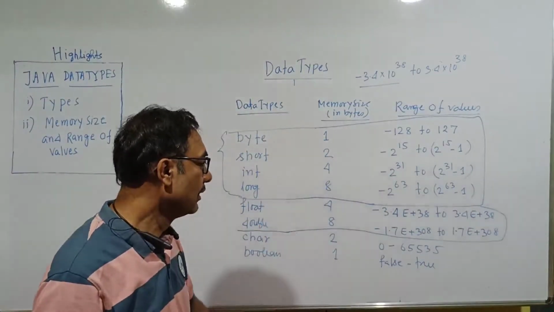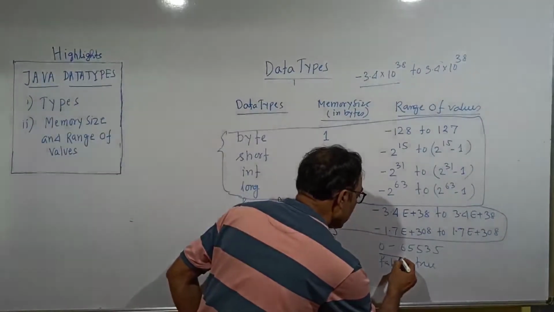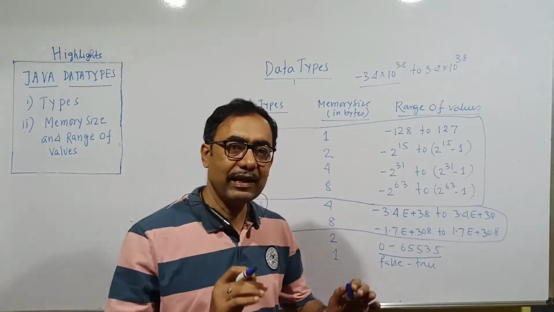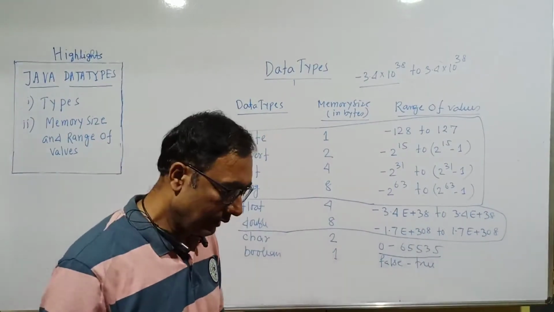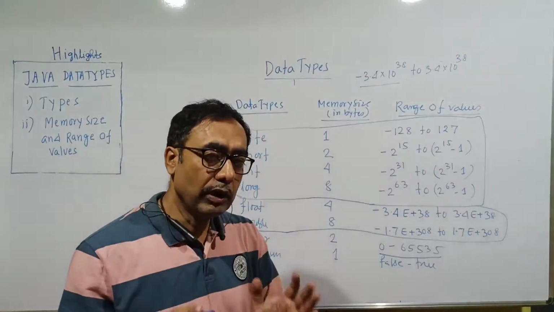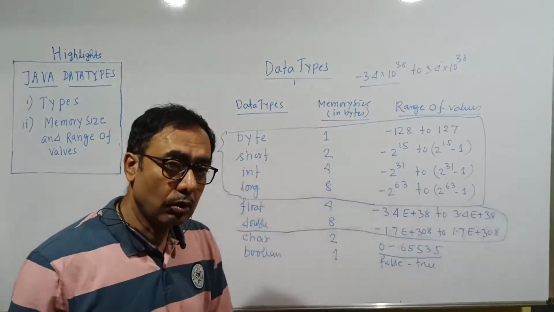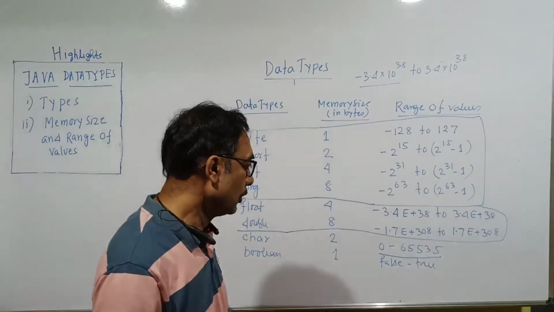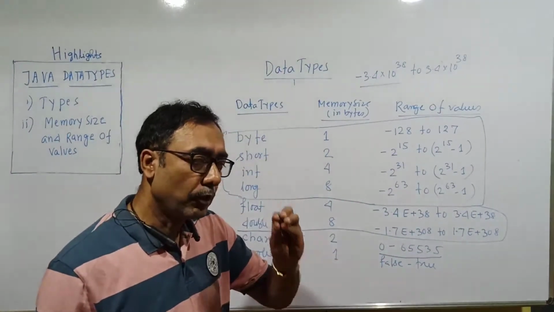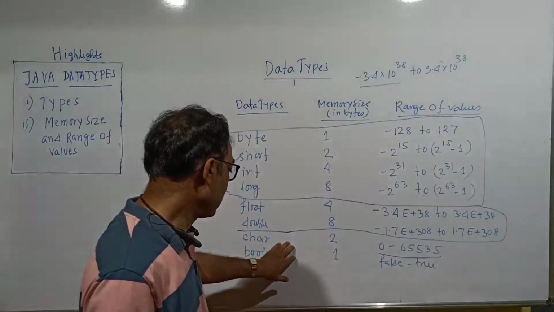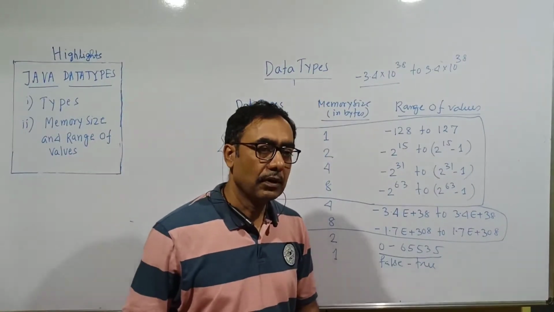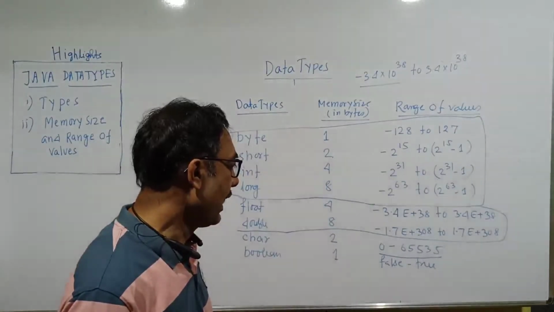In case of char, this is 0 to 65535. You may wonder that for char why there is a range of integer value. You see, it is something like the ASCII code or Unicode of the characters which will be stored against the char type of data. So these are the range of ASCII code or the Unicode for which the appropriate character will be stored with character type of data. And the last one is Boolean. Now Boolean is a data type which can store only false and true.